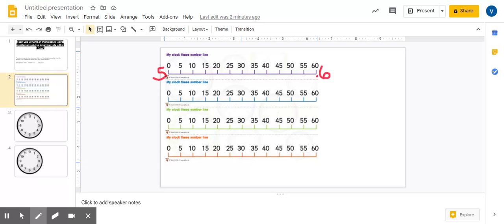So we know 5, 10, 15, 20, 25, 30. So 5:31 is about here. And then 5:43, 35, 40, 41, 42, and 43 is about right here, because then 44, 45. So let me make that a different color. So 43 is about right there. So I'm going to make it a little bigger.